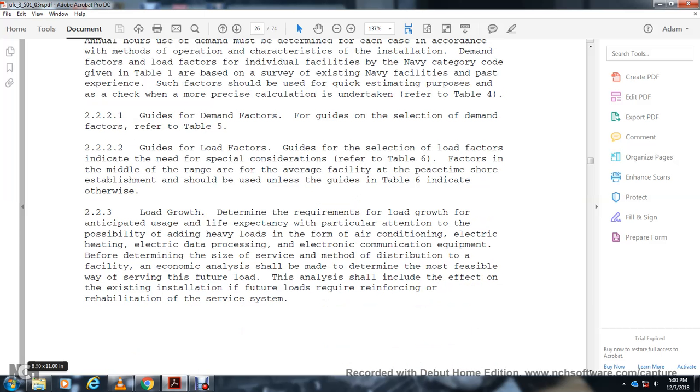Load growth. Determine the requirements for the load growth anticipated due to the life expectancy, with particular attention to the possibility of adding heavy loads in the form of air conditioning, electrical heating, electrical data processing, and electrical communication equipment. Before determining the size of the service, the method of distribution to the facility and an economic analysis should be made to determine the most feasible service. The future load analysis should include the effect of the existing installation and future loads requiring reinforcing or rehabilitation of the service system.